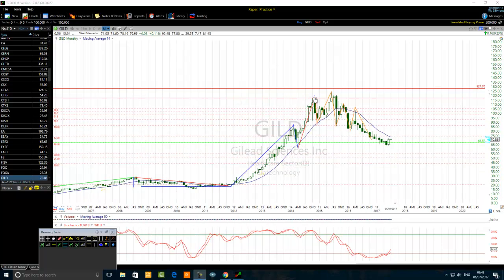And we have here the flat correction. That is the orange line here. That's the A part of the flat correction. That's the B part of the flat correction. Now we are in the C part of the flat correction. Now we want to talk about practical trading tips and tricks.